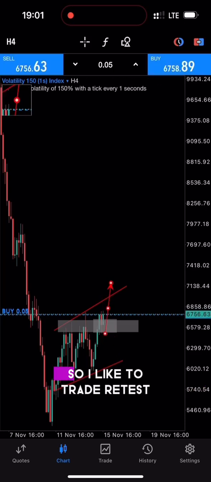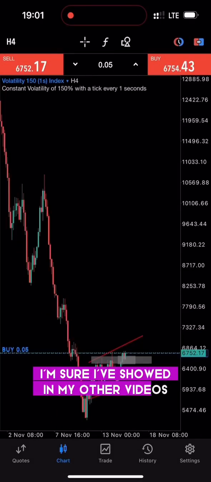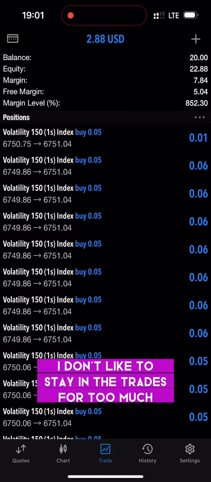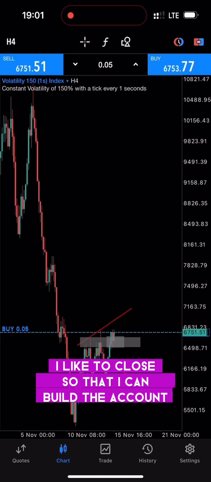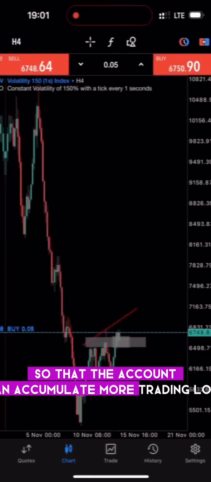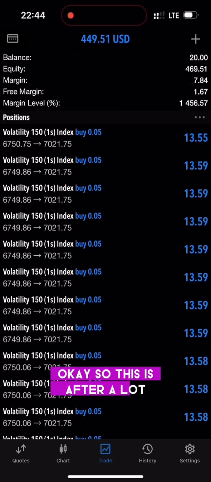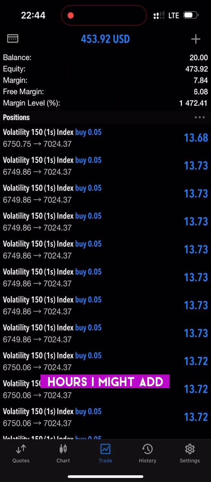Okay, so I like to trade retests. I'm sure I've showed you in my other videos. I like the retest. I don't like to stay in the trades for too much. When I get profit, I like to close so that I can build the account, so that the account can accumulate more trading lots. Okay, so this is after a lot of minutes, hours I might add.